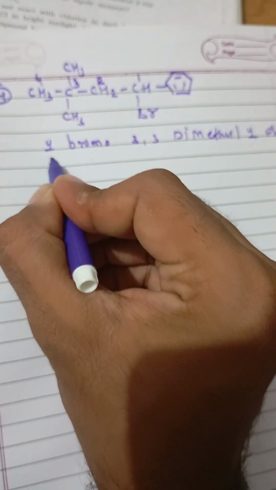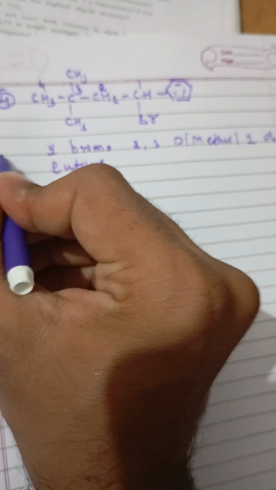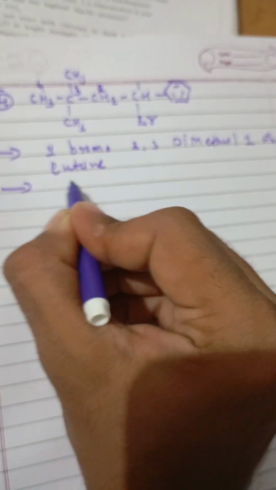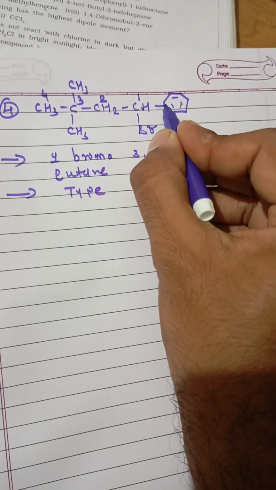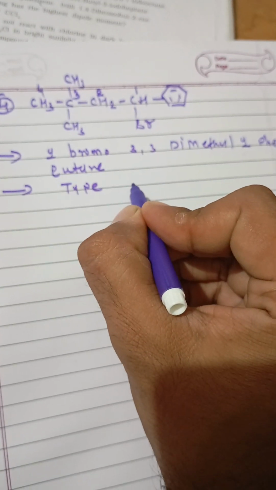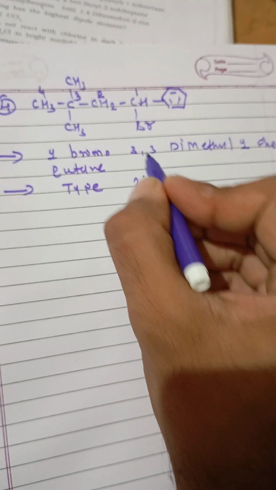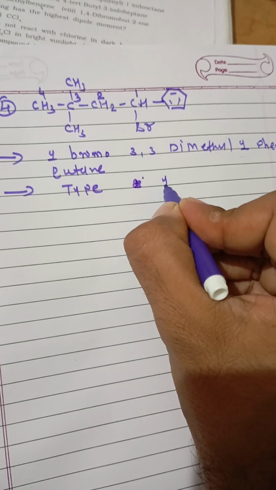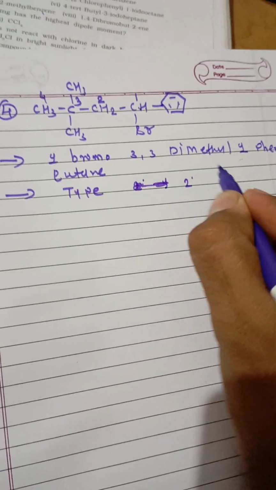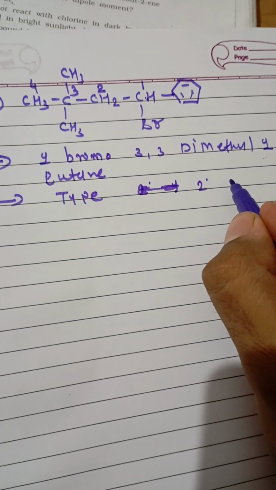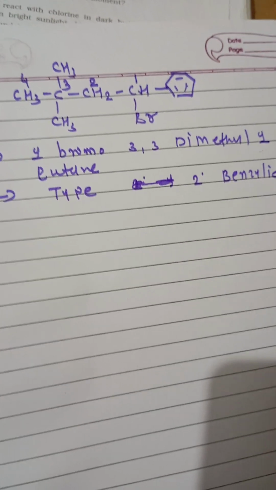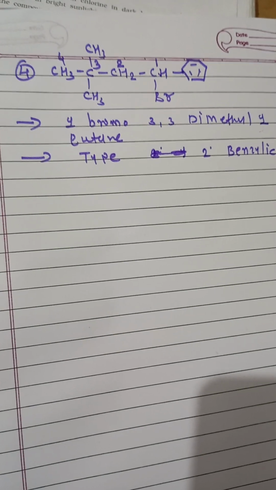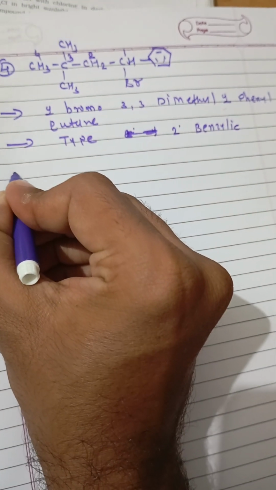Total 4 carbons we have is called butane, and the type is: bromine is attached to a carbon which is directly attached to the benzene ring, so it is called a secondary benzyl group, or secondary benzylic. So this is the solution of the fourth example.